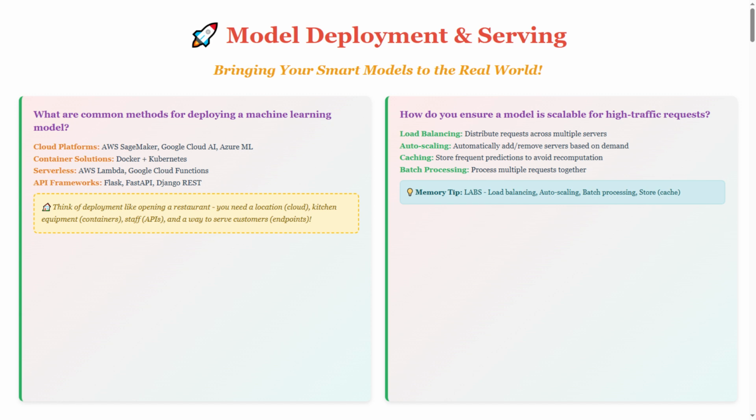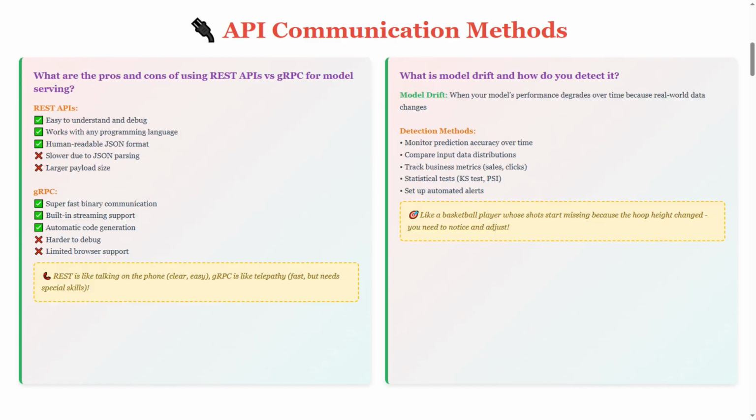Now, let's check the memory tip section. Labs: load balancing, auto-scaling, batch processing, store, which means cache. Let's dive into API communication methods. This is where your models talk to the world.